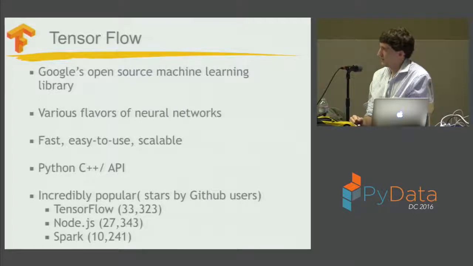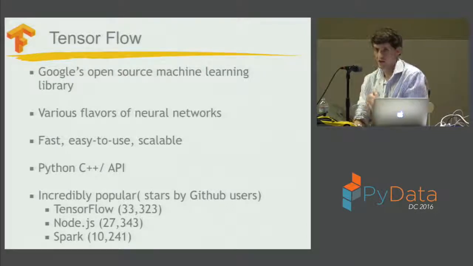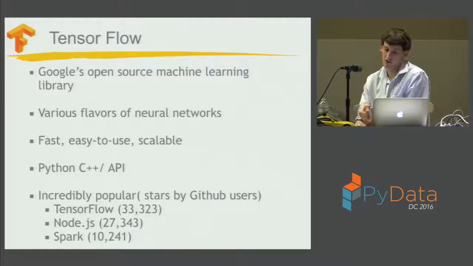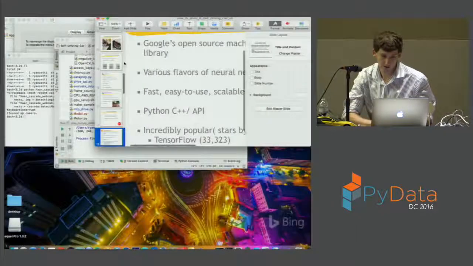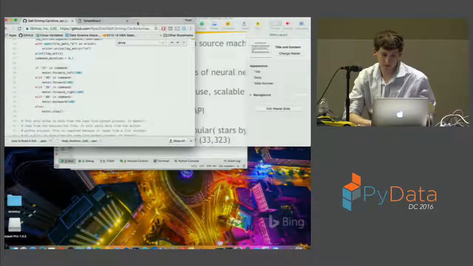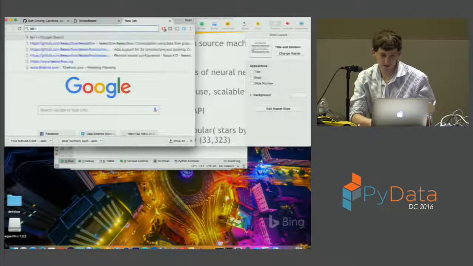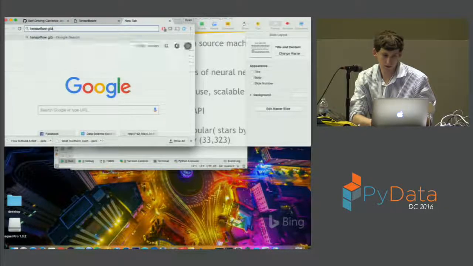It's got a Python API. It's written in C++. It's incredibly popular. The way I gauge the health of an open source project, there are a lot of different ways of doing it, but you can look at how many people have starred the repository on GitHub. So let me just show you how I do that. In case you don't believe me, let's see, TensorFlow, GitHub.